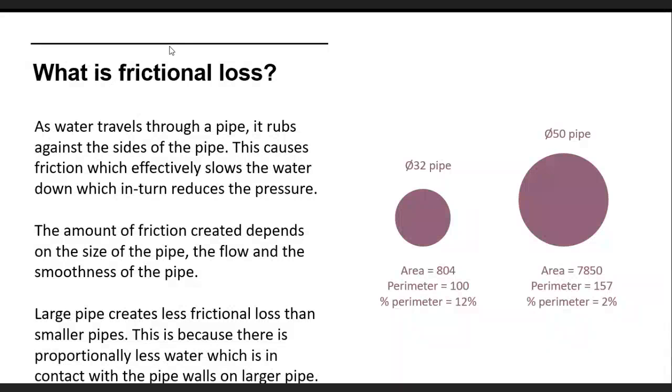As I say, larger pipes cause less frictional loss than smaller pipes. The reason for that is that, percentage-wise, there's less water touching the sides. There's more space in the middle for the water just to run along and be with itself rather than touch the sides of the pipe. We've got an example there on the right-hand side of the screen with a 32mm pipe and a 50mm pipe. I've calculated the area and the perimeter, and divided one by the other. Essentially the percentage of the perimeter of the 32mm pipe is about 12%, and a 50mm pipe is only 2%. Again, it's not 100% scientific, but you get the idea that the bigger the pipe, the more space you have in the middle, and therefore proportionally less water touching the sides, and therefore you get less frictional loss.